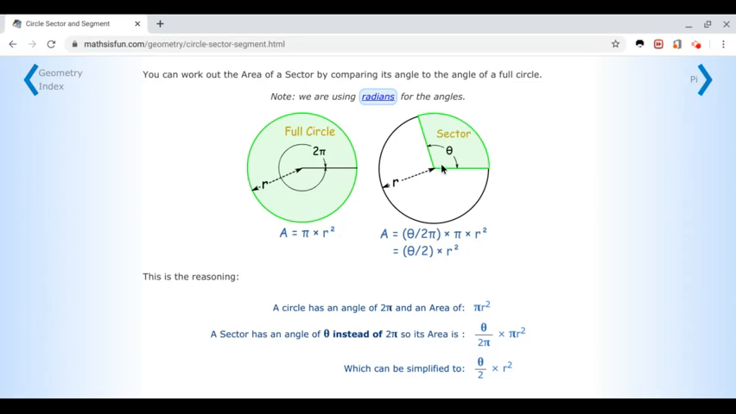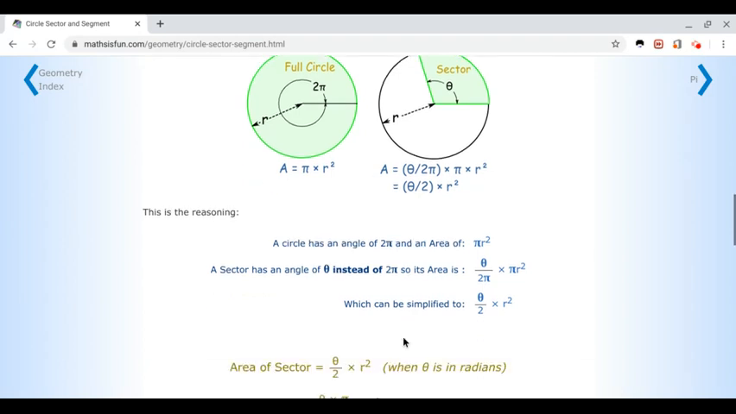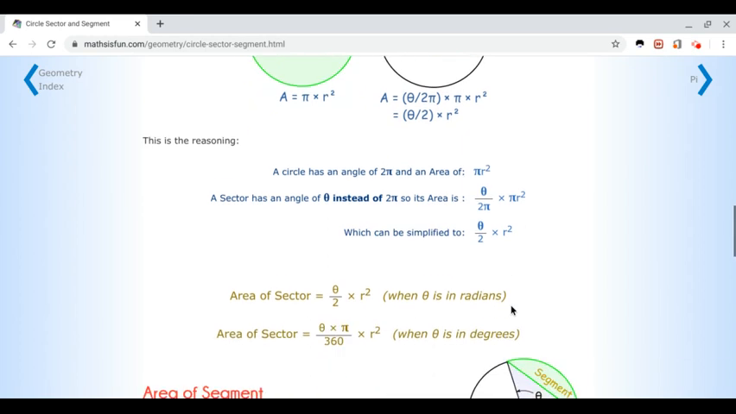Now for the sector, since we are only thinking of it as a portion of the entire circle, we are multiplying that angle, the radian, so theta over 2 pi, because that's the whole thing, right? It's only a portion, multiplying that by the entire thing, pi r squared. So it can also be simplified here to theta over 2 times r squared.